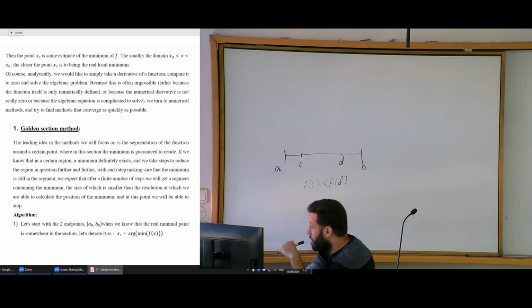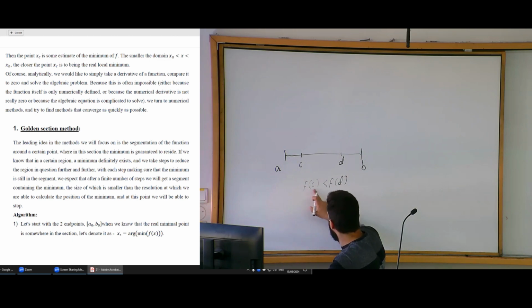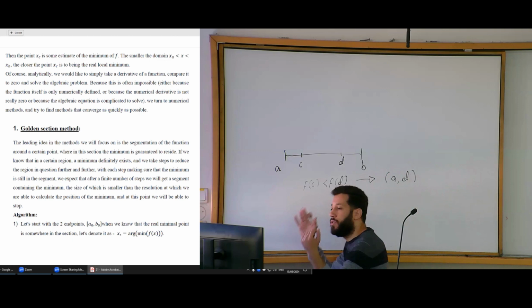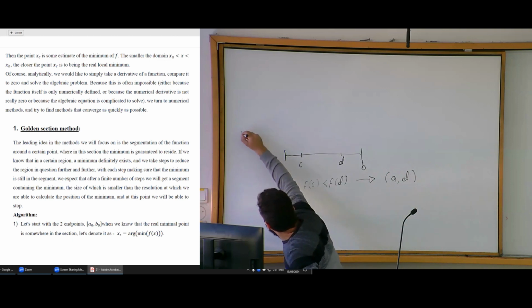Maybe A through D. Yes. So if f of C is less than f of D, I will say that I will seek now between A and D. That's my new interval. So this is one iteration in my algorithm.